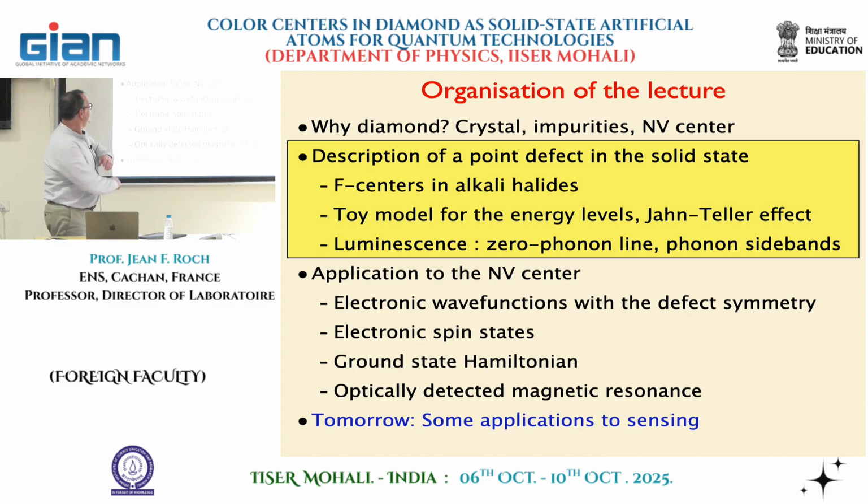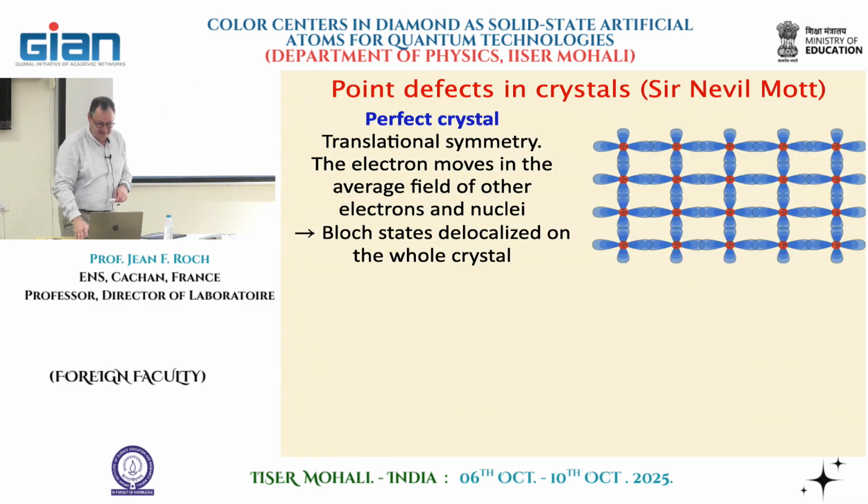Okay, so we describe now the point defect. And for that, we will change system, because the description of the NV centers is rather complicated and technical. So to get the main message, I would go to a much simpler system, which is what's called the F center in alkali halide. But most important is to understand how we will model this point defect.